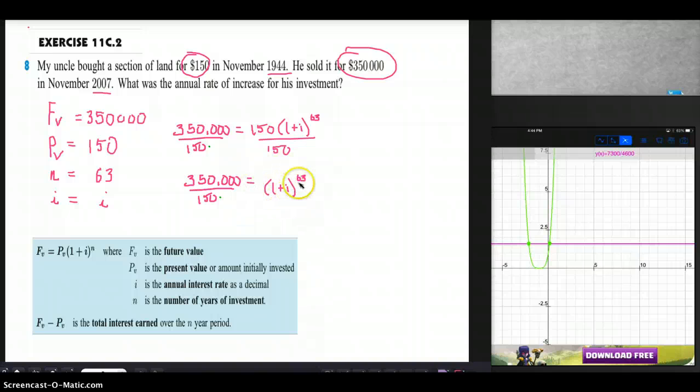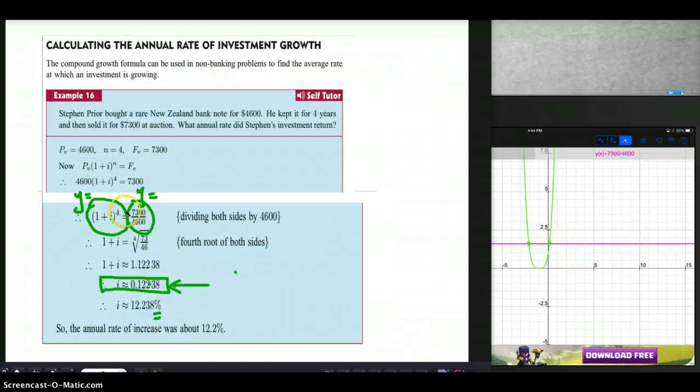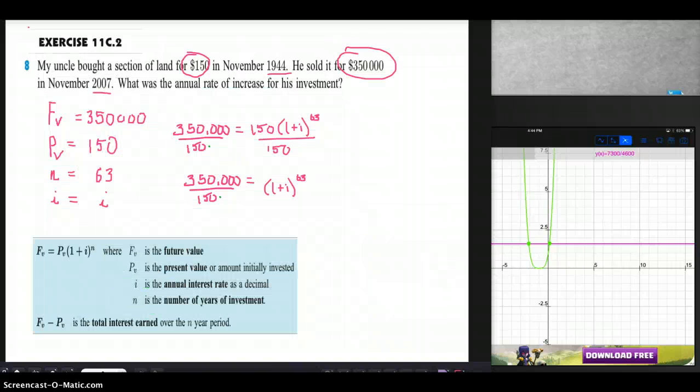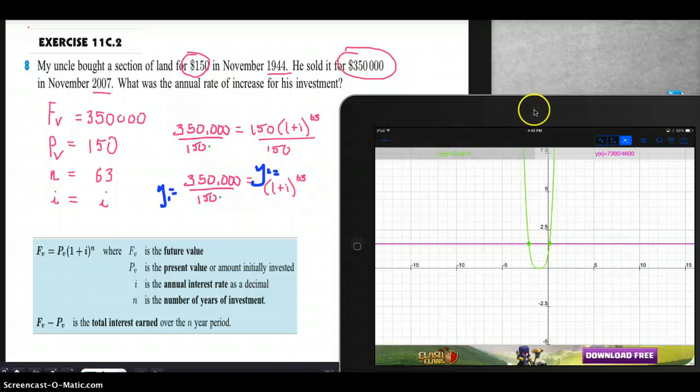You've got 1 plus I to a power, and you've got a fraction. If you look at the previous problem, right? 1 plus I to a power and a fraction. That we turned into 2 equations. So let's go back. I'm going to turn this into 2 equations, right? I'm going to put in a y equals, and that's going to be like, you could say that's a y1, right? The first line. And on this one, we could call it a y2 equals this part. Now let's get that into our calculator, okay?